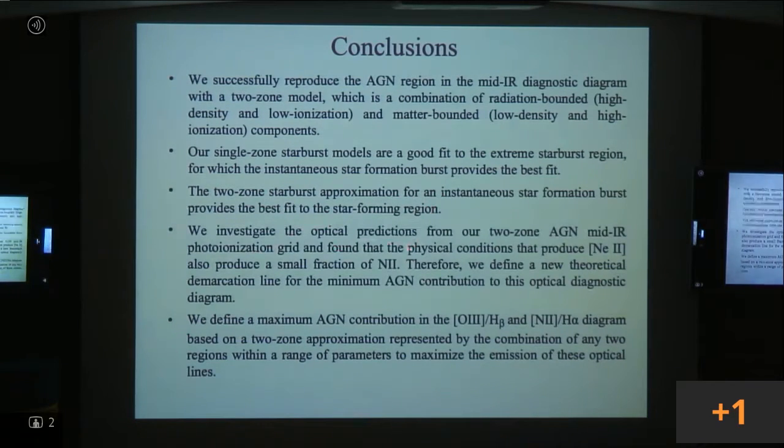We investigate the optical prediction for our two-zone AGN mid-infrared photoionization grid and found that the physical conditions that produce the neon 2 also produce a small fraction of nitrogen 2. In this way, we define a new theoretical demarcation line for the minimal AGN contribution to this optical diagnostic diagram. We also define a maximum AGN contribution in the oxygen 3, H beta, and nitrogen 2, H alpha diagram, based on a two-zone approximation represented by the combination of any two regions within a range of parameters that maximize the emission of these optical lines.